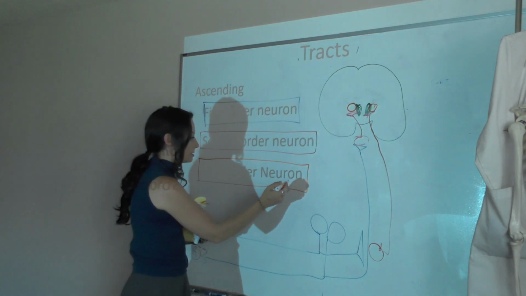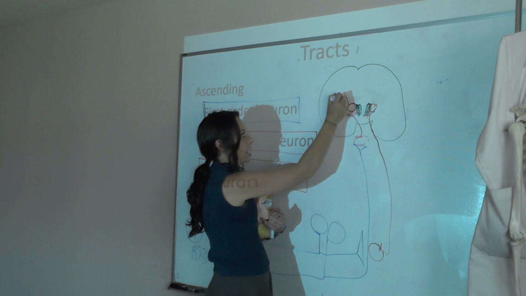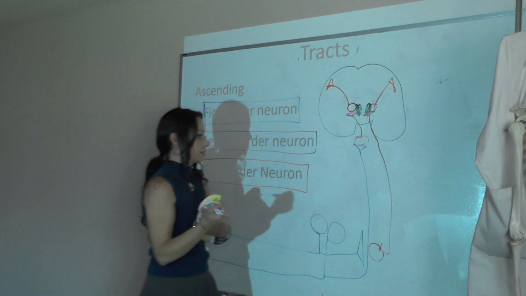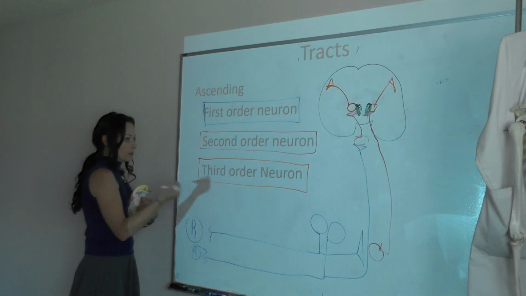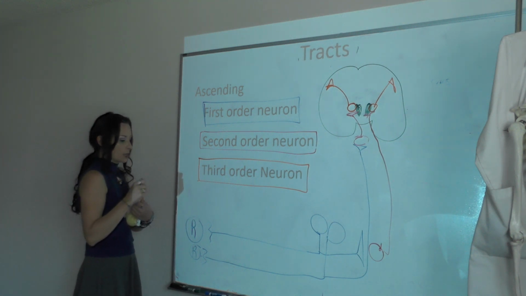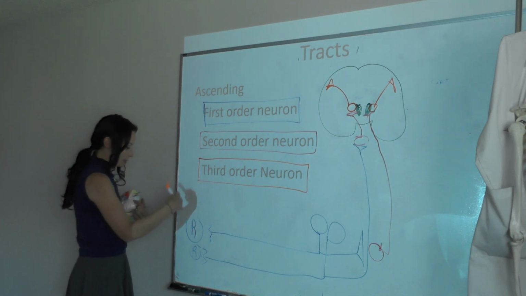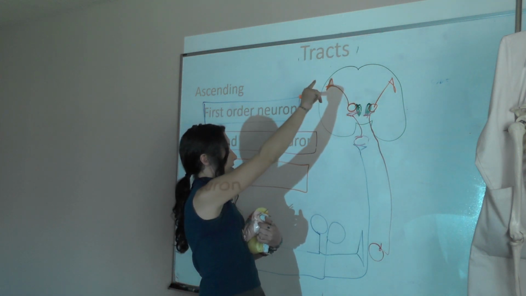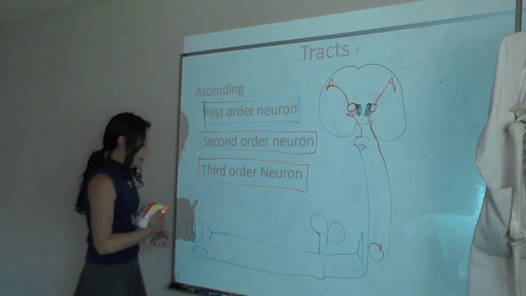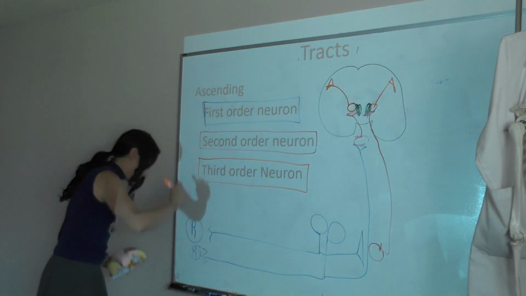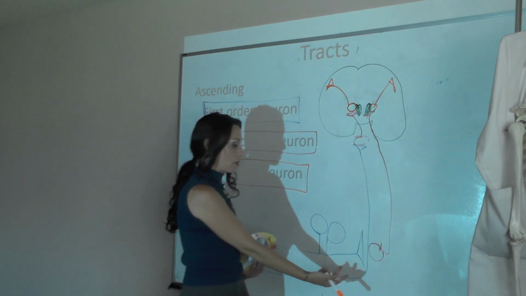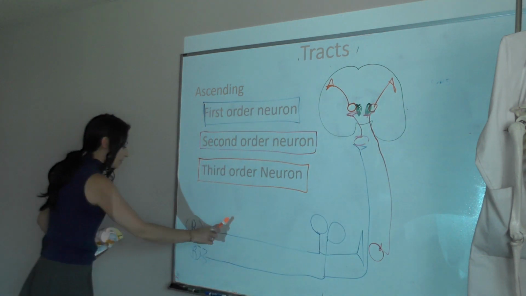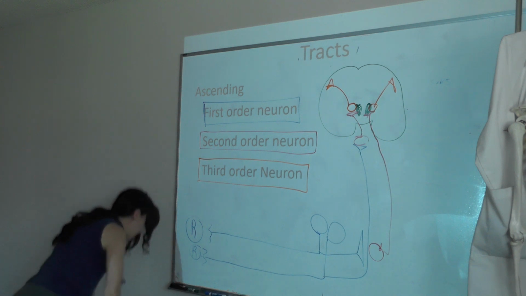Third order neurons then are taking the information from the thalamus, in the case of general senses, to your primary somatic sensory cortex or the postcentral gyrus. Okay? So that is how sensory information ascends in tracts to your brain through an ascending tract. So the ascending tract is going through your spinal cord, right? To your brain. The nerves, we're going to talk about next class.